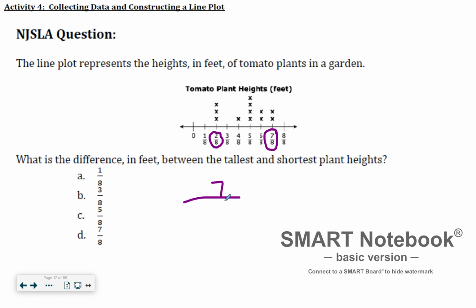So we have to do 7/8 minus 2/8. And they share the same denominator, so that stays the same. We know that as fourth graders. And 7 minus 2, easy peasy, 5/8. So I see that option C would be 5/8.